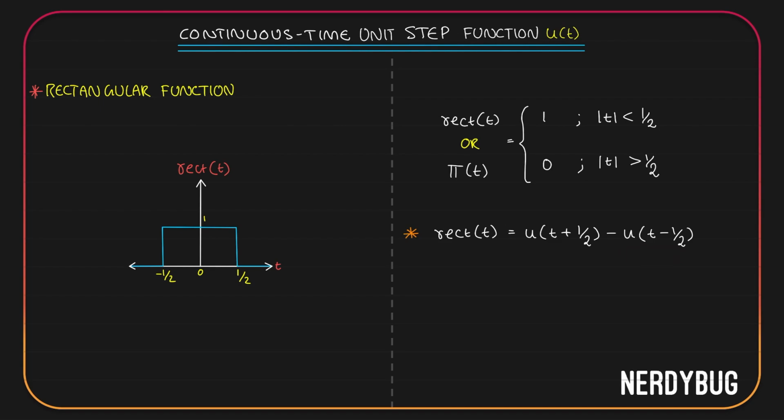This is u of t shifted half units towards the right. So it will be 0 until 1 by 2 and then it goes on like that. So we have this signal u of t plus 1 by 2, from which we are deleting this much. So if that is gone, what is left is a rectangular function.